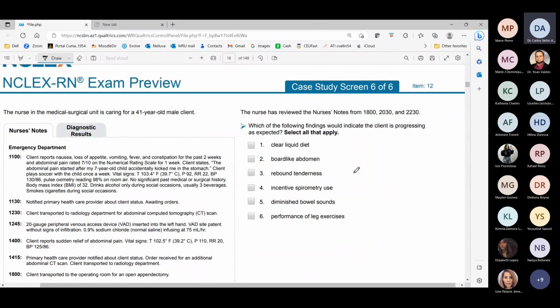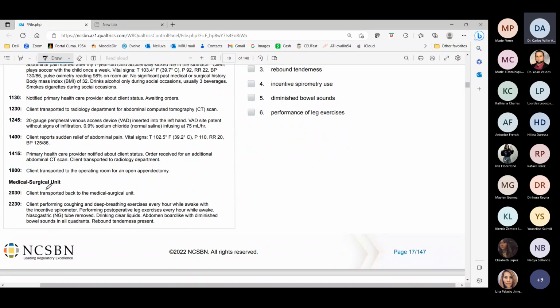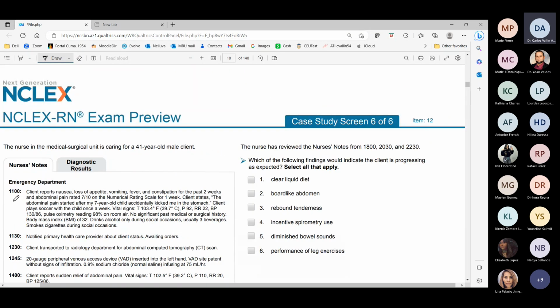Then comes, I think, the last question. Client transported to the OR for open appendectomy, and then two hours later comes back to the medical surgical unit. Okay, 11 hours after the beginning of the admission, because admitted at 11.